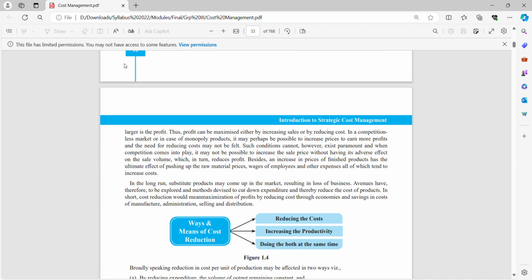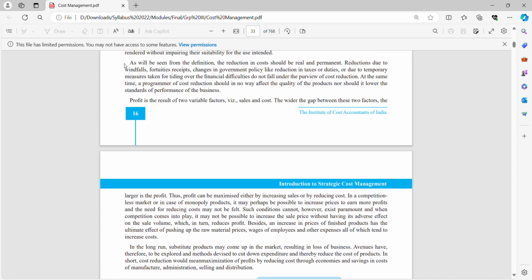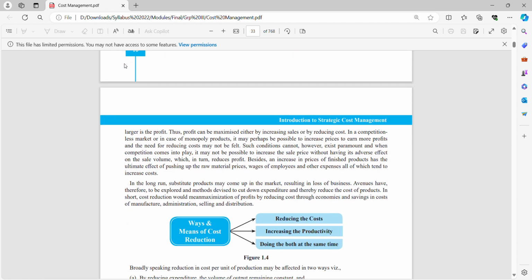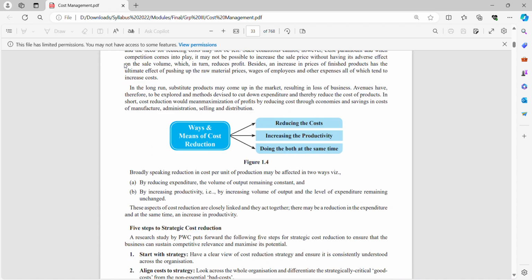Such conditions cannot, however, exist paramount, and when competition comes into play, it may not be possible to increase the sales price without having an adverse effect on the sale volume, which in turn reduces profits. So, again, profit is a result of two factors. One is sales, increase it; the other is cost, bring down your cost. Okay, so there are two important factors on which our profit is dependent, and they have tried to explain both the factors. A quick read. I'll take a pause. A quick read, and we'll go for the next.